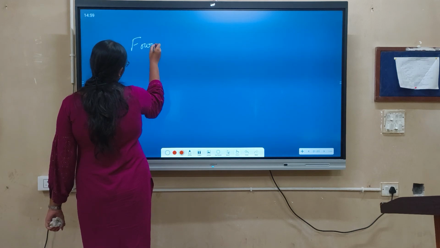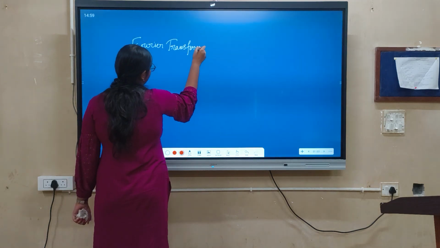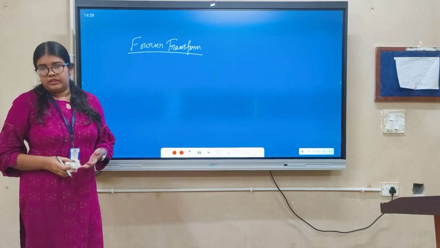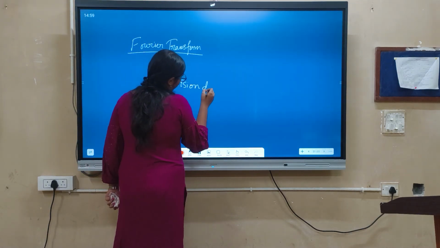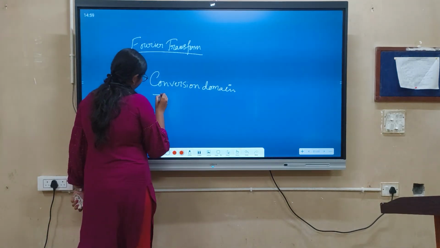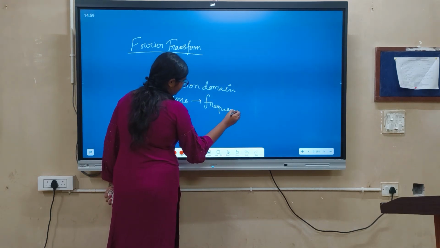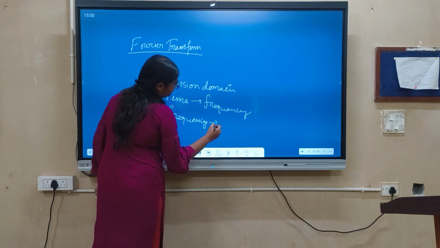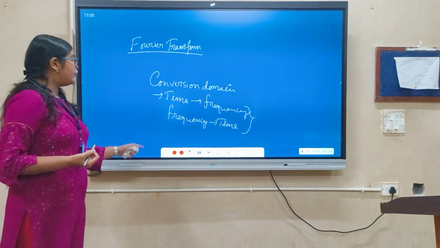So, when we are talking about Fourier Transform, first we have to know what a transform is. Transform is what? The conversion of the domain. That means conversion of domain means we can convert time domain to frequency domain as well as frequency domain to time domain.